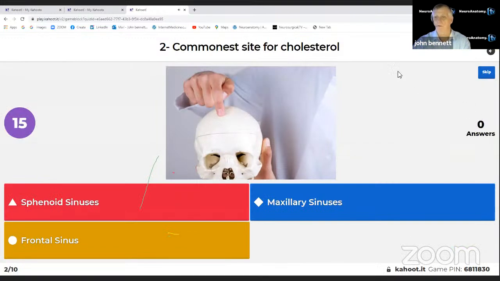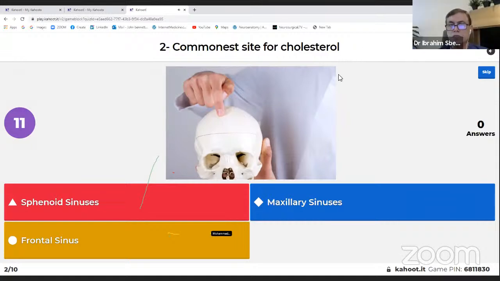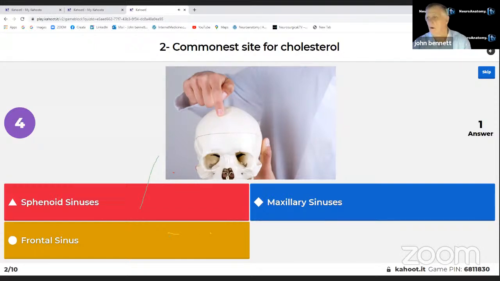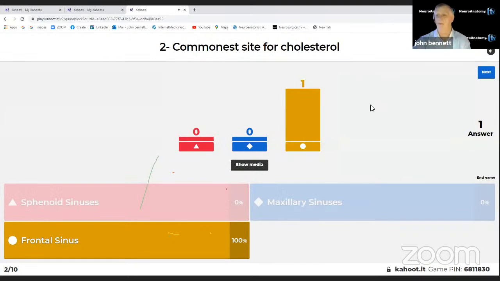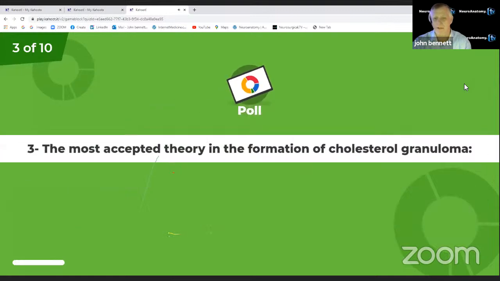Commonest site for cholesterol. I'm sorry, what's the rest of that? Maybe I missed part of it. Commonest site for cholesterol granuloma in the paranasal sinuses. Okay, I'm sorry, I missed that question there. No problem. Commonest site for cholesterol granuloma in the paranasal sinuses. Okay, that was my mistake. Let's go to the next one and forget about the mistake.